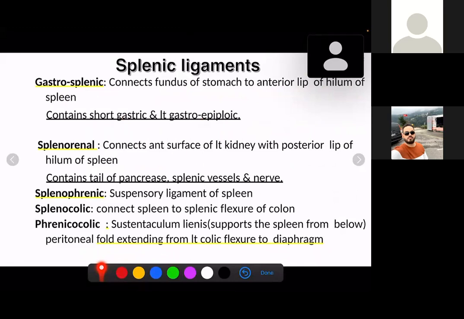And splenorenal, which connects the anterior surface of the left kidney with the posterior lip of the hilum of the spleen, and contains the tail of the pancreas and the splenic vessels. We have splenophrenic and splenocolic.